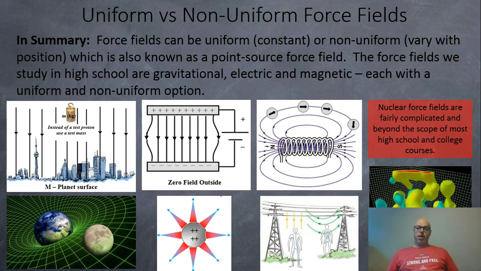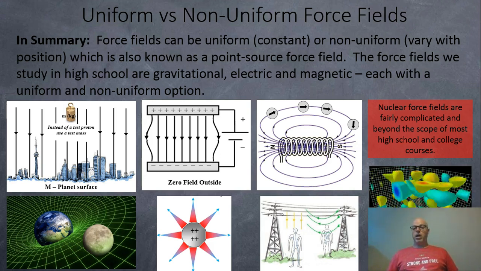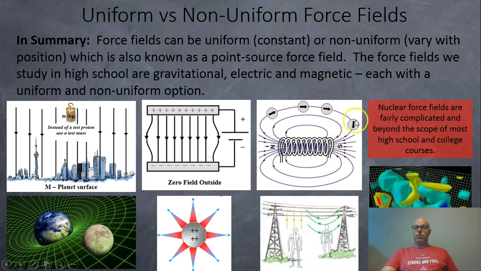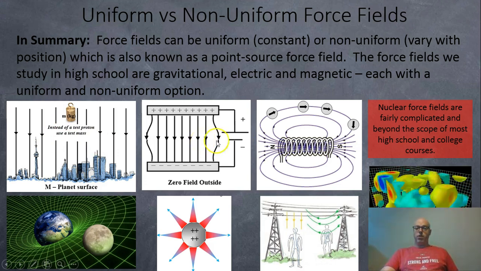So in summary, there's lots of different kinds of force fields: nuclear, electric, magnetic, and gravity. We only look at gravity, magnetic, and electric. And we got two flavors. They can be parallel lines, which is a uniform field, or they can be non-uniform point source fields. So for example, here's a parallel gravity field, or a uniform gravity field. Here's a uniform electric field. Here's a uniform magnetic field. Here's a real point source or non-uniform gravity field.